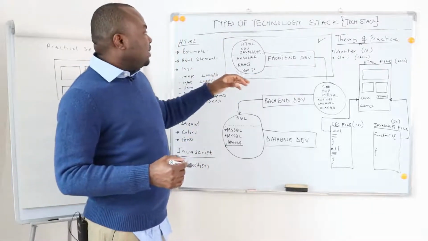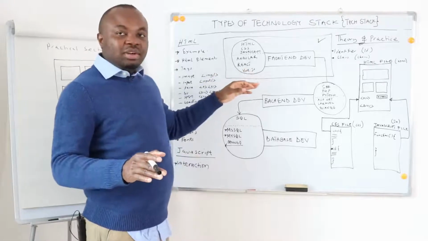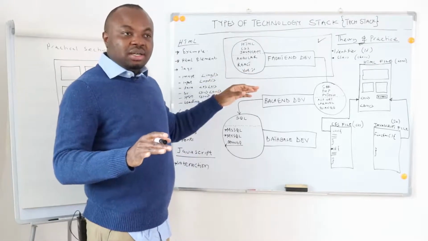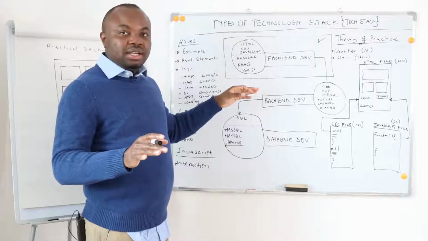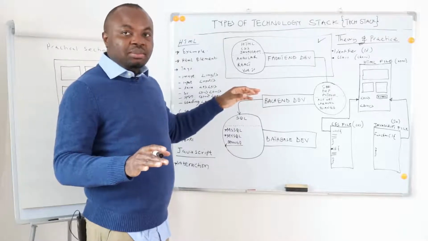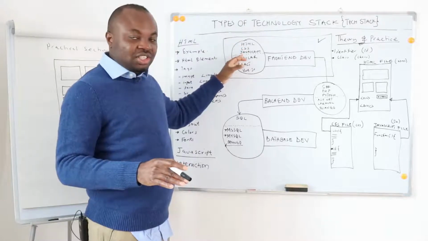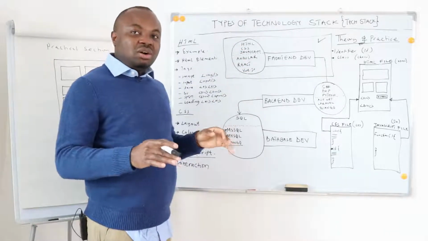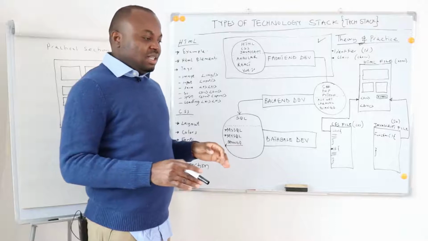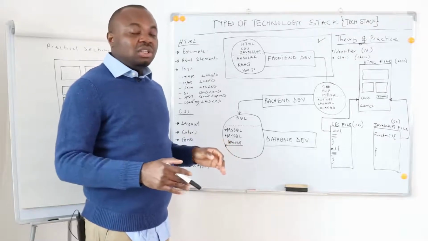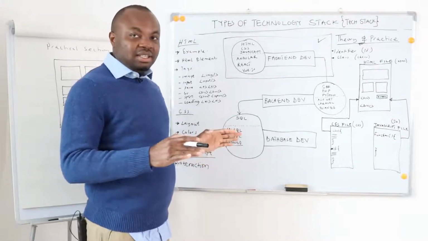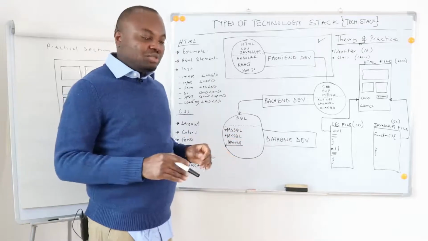And basically we have three core technologies on the front end part of things. We have the HTML, the CSS, and the JavaScript. So these are the three core fundamental tech stack that we have on the front end, and these are the tech stack I'll be covering today.